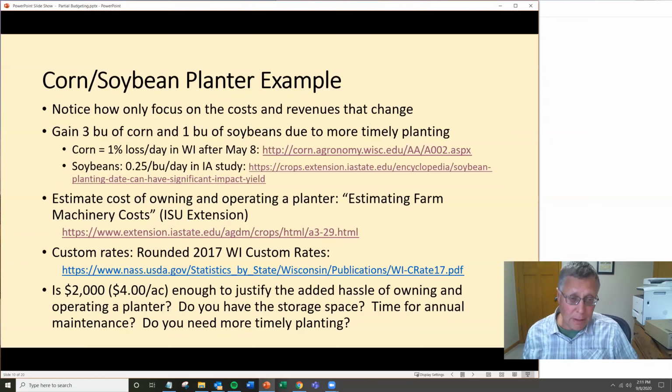You have to think about your operation and the downsides to being late. Is it really costly to you? And it depends on your situation. Some people are part-time farmers with another job. The extra time to maintain and make sure they do the planting themselves, they might not have it. And so the custom operation is a better deal.